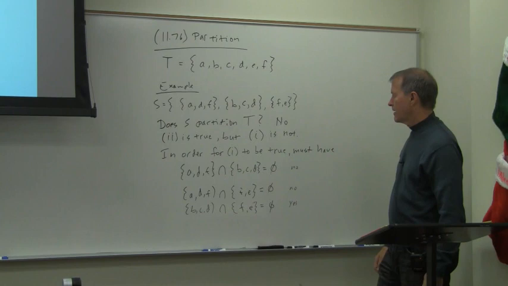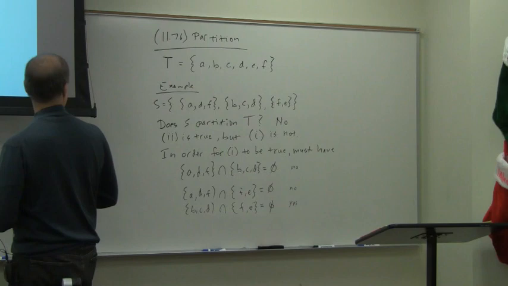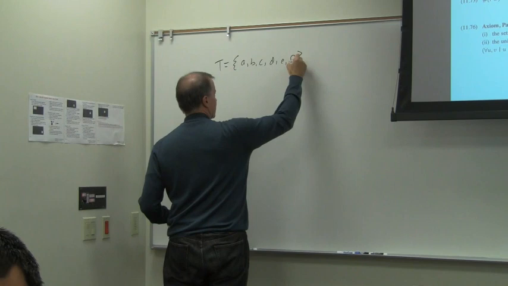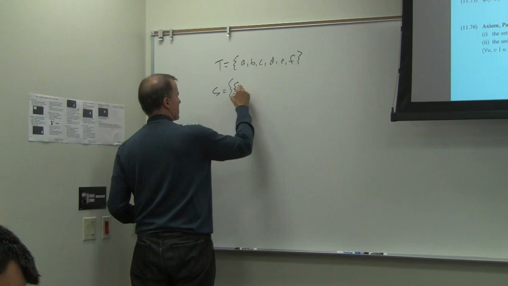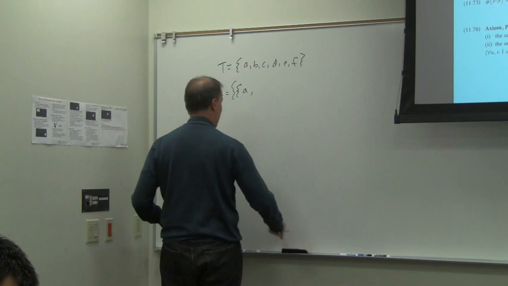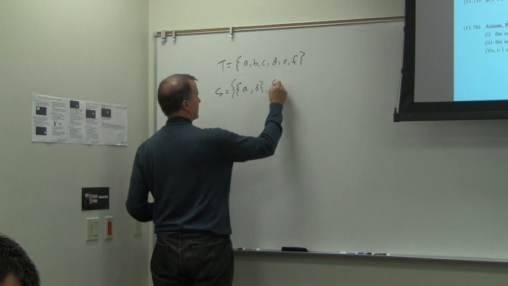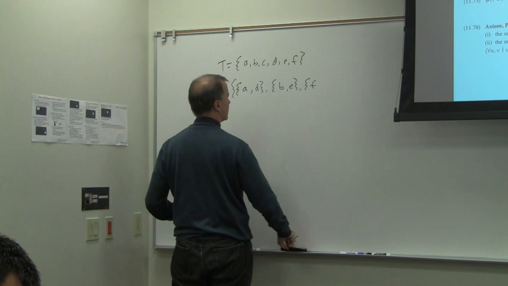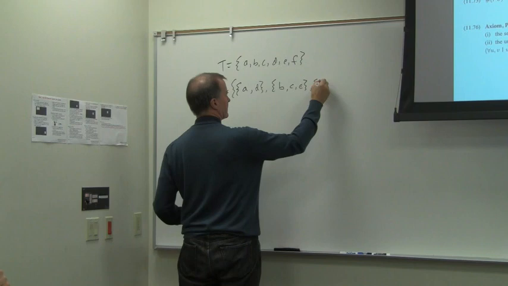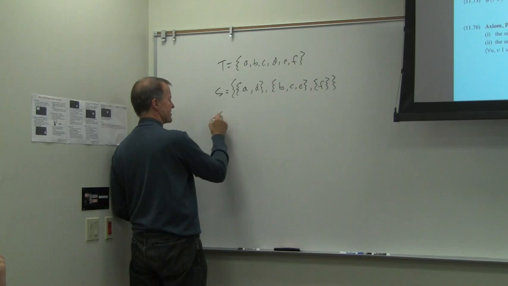So shall we do a partition? Let's let T equal A, B, C, D, E, F, and then let's let S be the set of sets. Let's go A, D, and B, E, and then C, F. Right? So now S does partition T in this case.